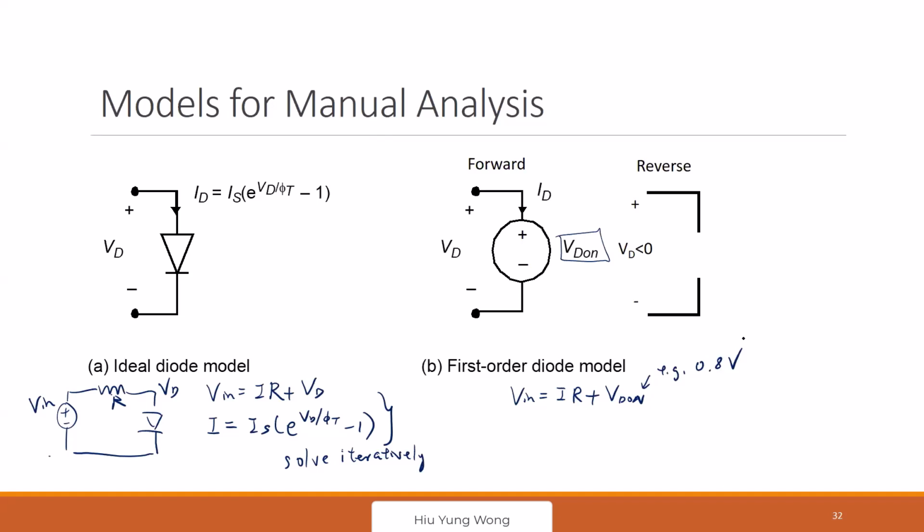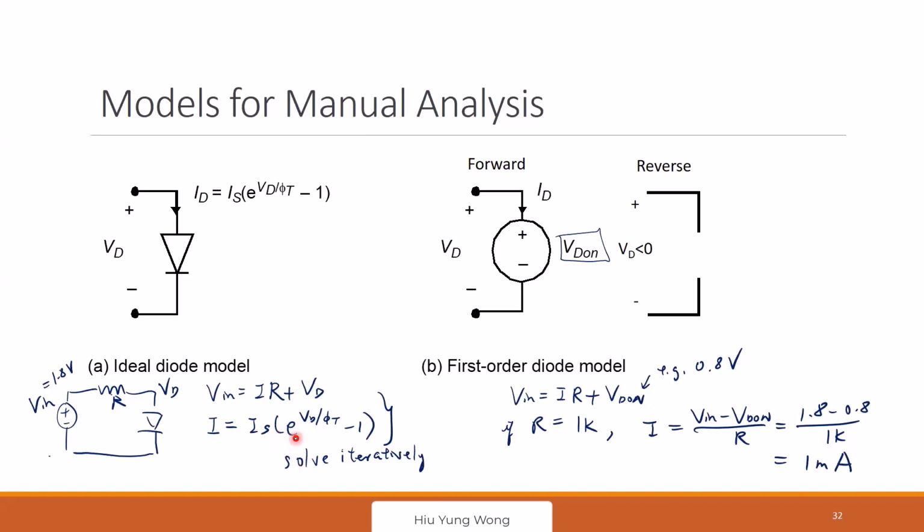Okay, and let's say this is 1.8 volt. Then what happened? Then you know that if R equals 1K ohm, then I equals V in minus V_D on divided by R, which is 1.8 minus 0.8 divided by 1K, which is 1 milliampere. Right. This is an approximation, but you will be pretty close to the real result.